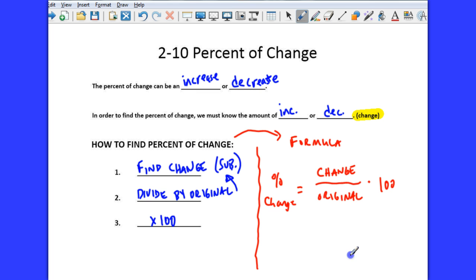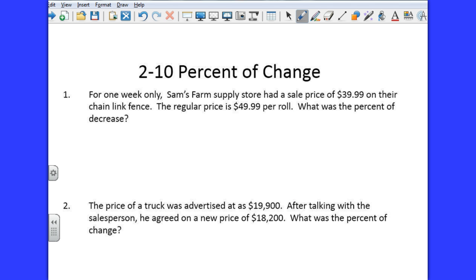So let's look at a couple examples here, and hopefully it'll make sense to you. Bottom of your page. Number one says for 1 week only, Sam's Farm Supply Store had a sale price of $39.99 on their chain link fence. The regular price is $49.99. What was the percent of decrease? Again in problem solving, you always begin with the end in mind. This question is asking you to find the percent of change. We know it's a percent of decrease because the price went from $49.99 to $39.99.